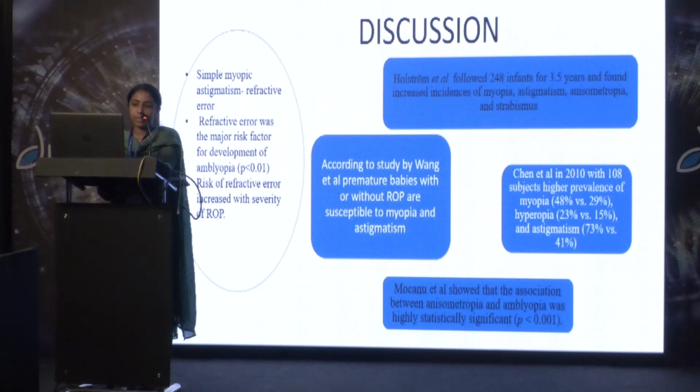And according to a study by Wang et al., premature babies with or without ROP are susceptible to myopia and astigmatism. And Chen et al. in 2010, with 108 subjects, showed a higher prevalence of myopia, hyperopia, and astigmatism in premature infants. And another study showed that there is a statistically significant association between anisometropia and amblyopia.